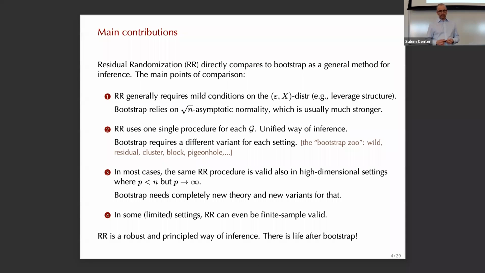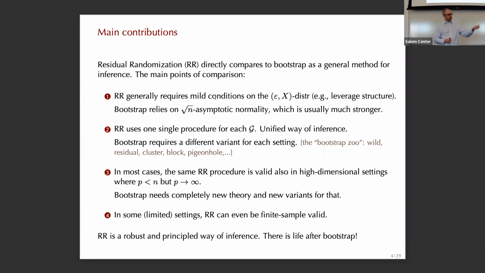First of all, you're going to see that residual randomization is going to require much milder conditions on the errors and the covariate indexes. Most of these conditions are going to be on the leverage structure. I'm going to make that precise soon. The Bootstrap, on the other hand, at least in the main theoretical results, does rely on square root of n asymptotic normality. So how it works is basically: here's my target distribution. This is square root of n of that. In the limit it's normal.